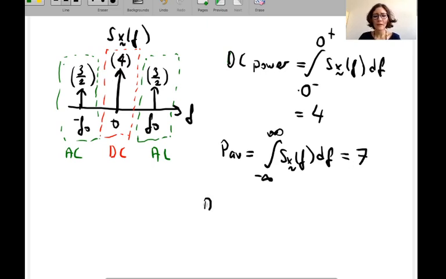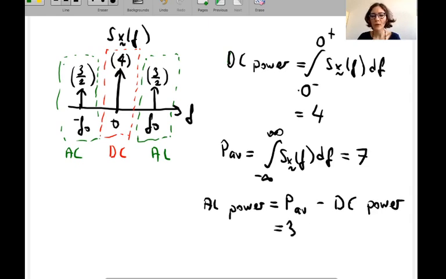And then the AC power, you could actually find this immediately by integrating Sx of f over all f values other than f equals 0. So then you would be integrating this impulse and that one. So the AC power would be 3/2 plus 3/2, so 3. But formally speaking, you could mathematically write this as: this is always equal to average power minus the DC power. So 7 minus 4, you have the same result as 3.